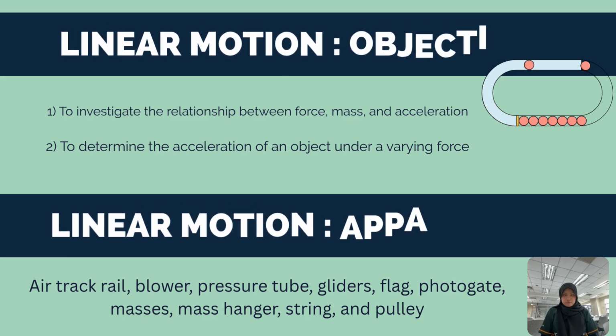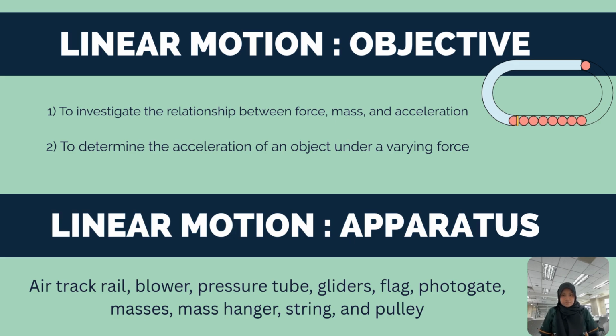Now I will move to the objective and apparatus. There are two objectives in this experiment. The first objective is to investigate the relationship between force, mass, and acceleration. The second objective is to determine the acceleration of an object under a varying force.